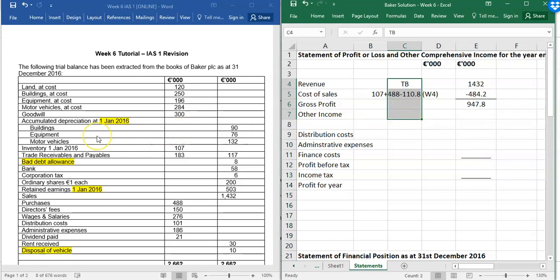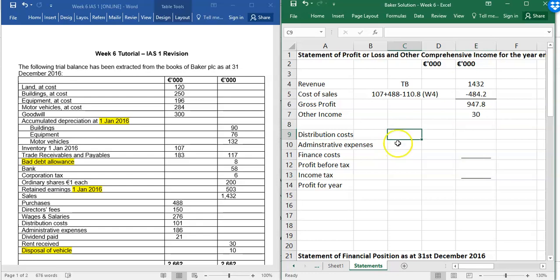Other income, we didn't come across any other income in our workings. So always just eyeball your credit side here. And the only one that sticks out there is 30 for your rent. So put 30 there for other income for rent received. And again, I would tick that off if you had a pen and paper, just to make sure that's dealt with. Don't worry about it again.